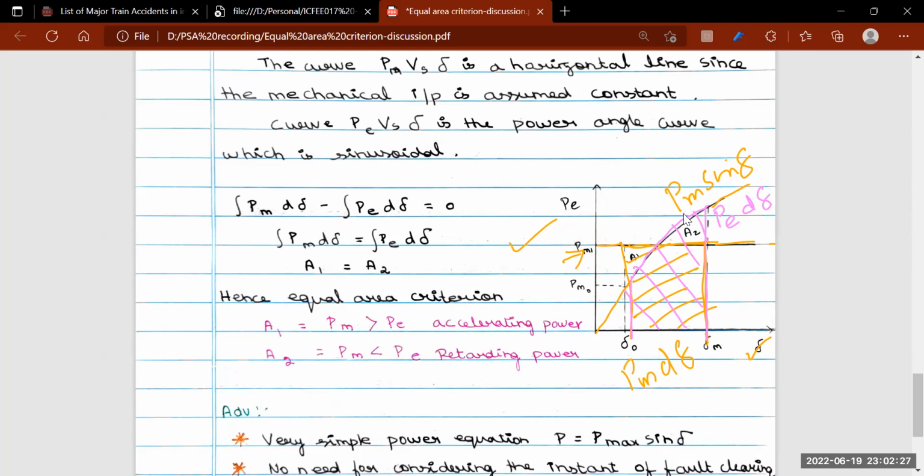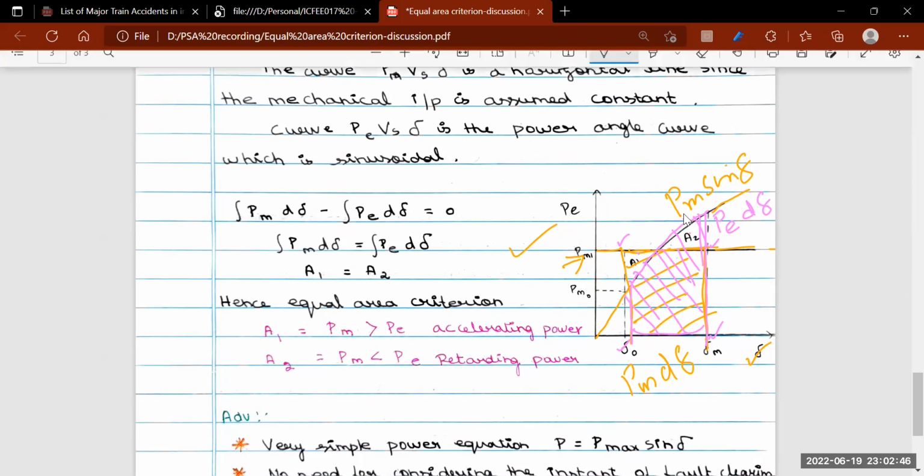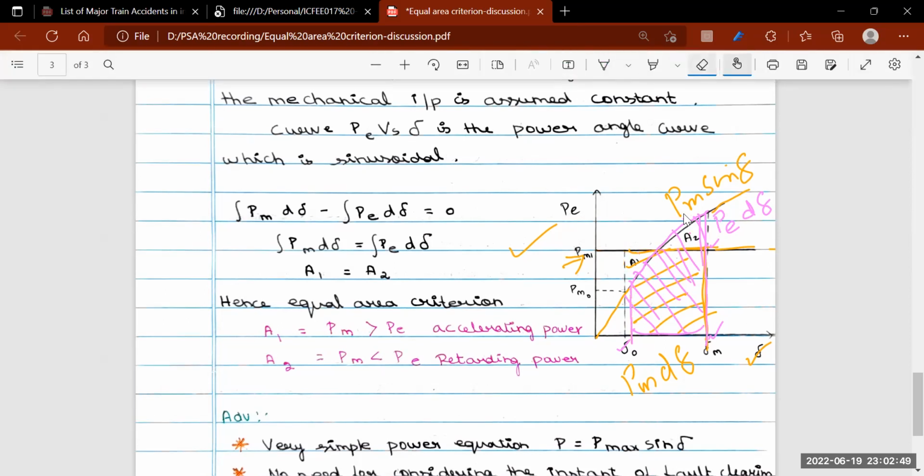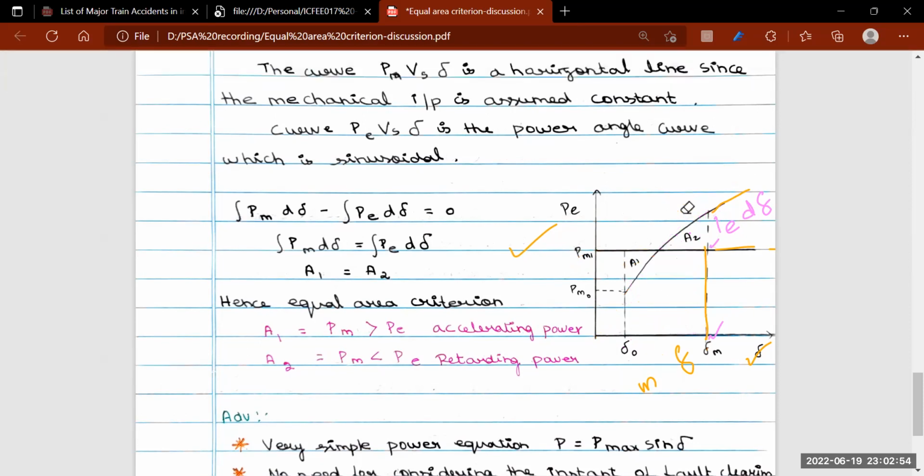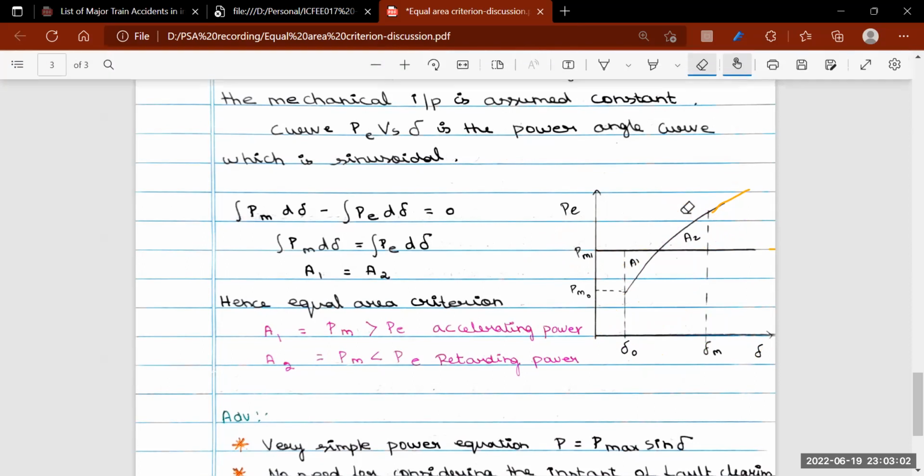And if I do the operation, this is my PM dδ from this point to this point, and this is the PE dδ. If I subtract, this is the common area, and therefore my curve will end up with the area like this. So if I do the subtraction between PM dδ and PE dδ, I will end up with the area marked by this. Let me show what this area is.